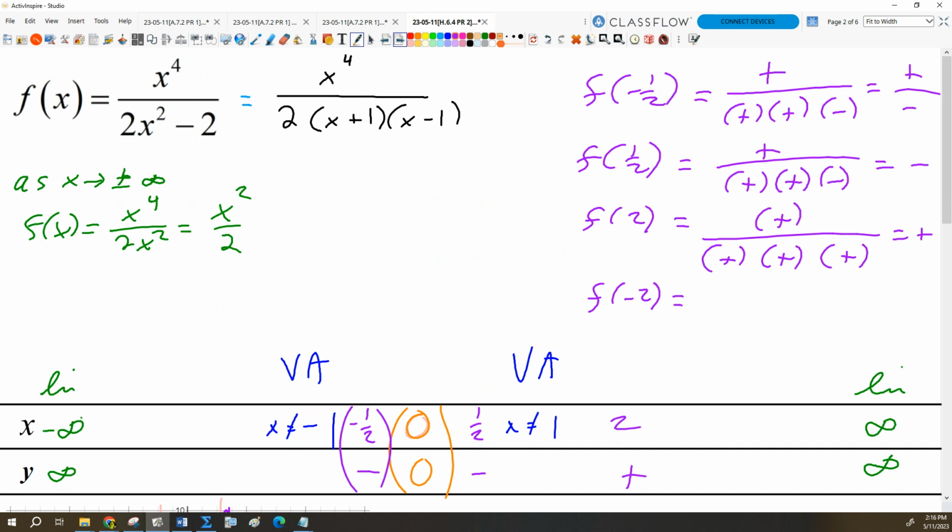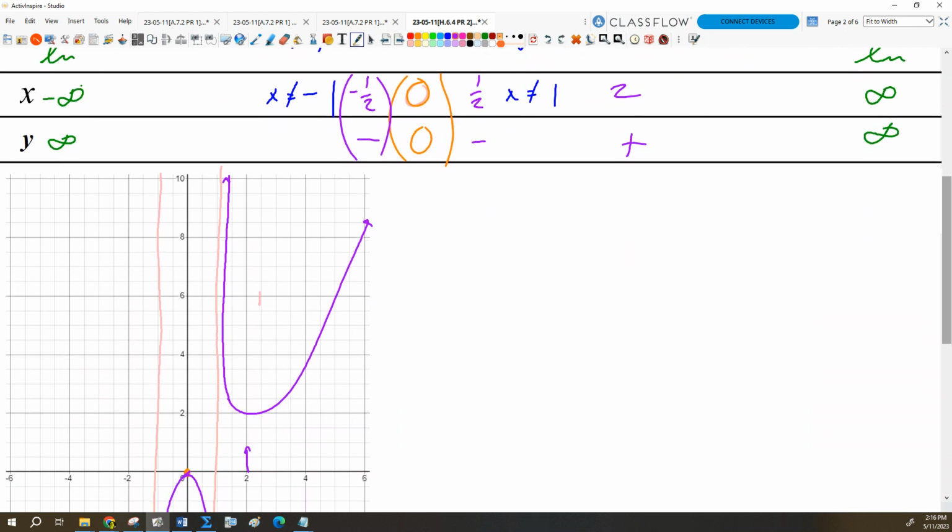So if I plug -2 in, what's going to happen there? I'm going to get positive on top. On the bottom, I'm going to get positive, negative, negative, right? So what's the overall sign of that fraction going to be then? Going to be positive, yeah. Okay, so then we know it's going to do the same thing over here, right?